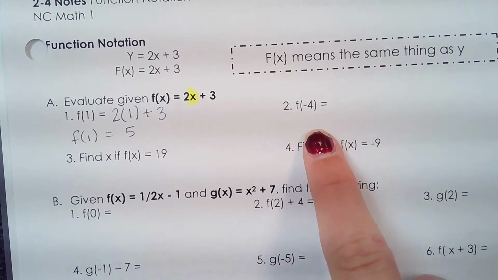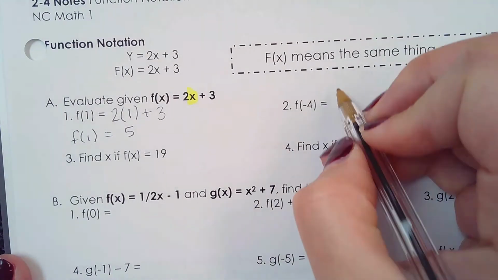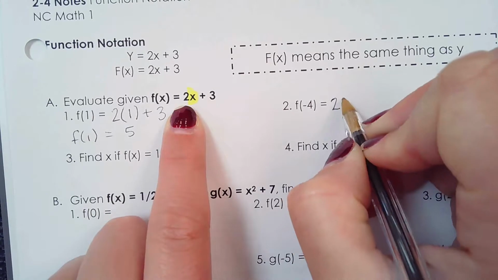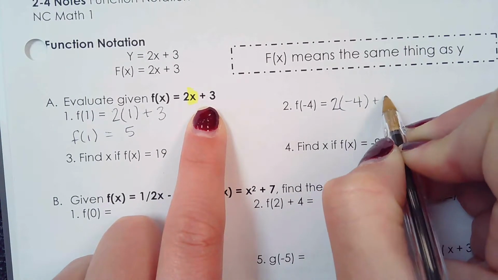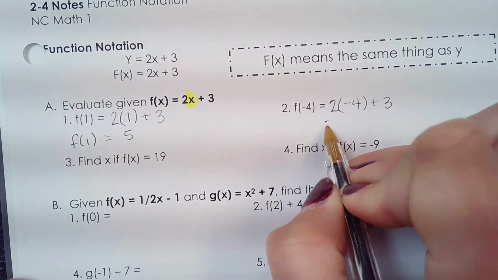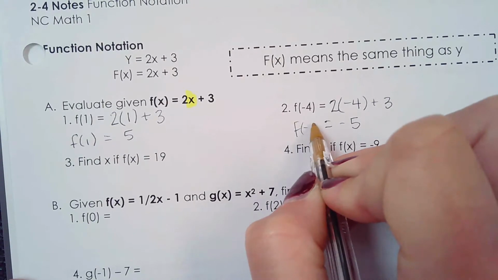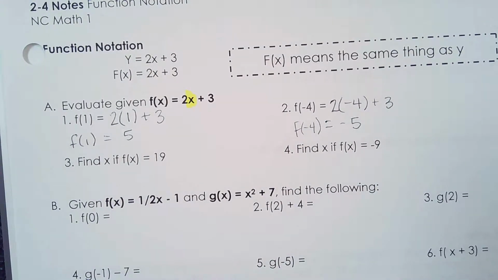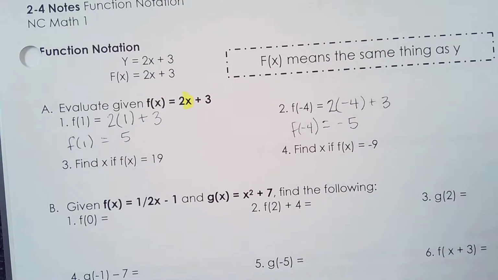So for number 2, what are we going to be putting in for x this time? -4. So you're going to have 2 still, 2 times whatever x was. And x for us is now -4, plus 3. So what is 2 times -4? -8. And what's -8 plus 3? -5. So f of -4 equals -5. So again, that just means when we plug in -4 to our function, we get -5 out. We still okay?